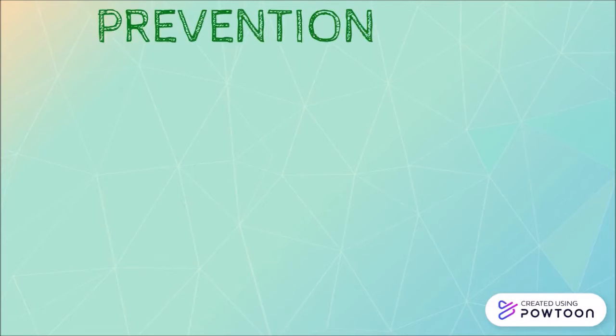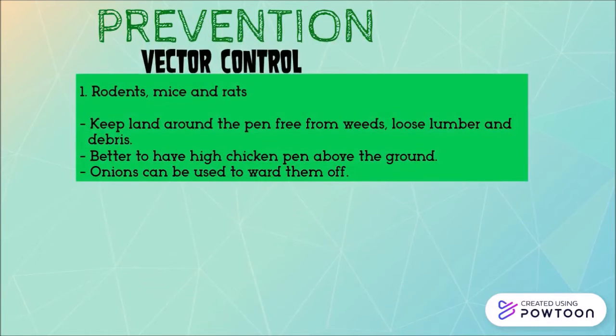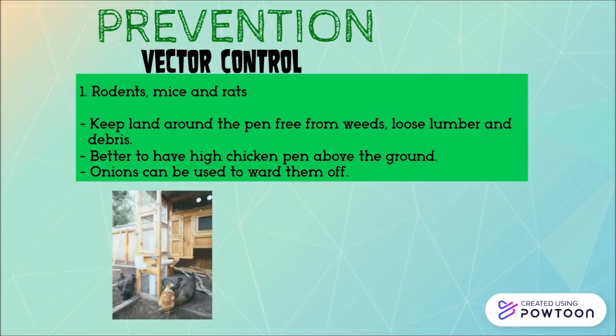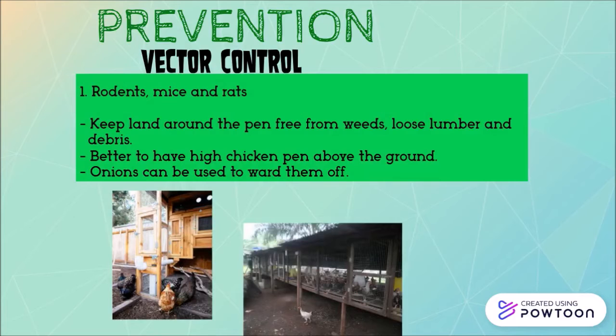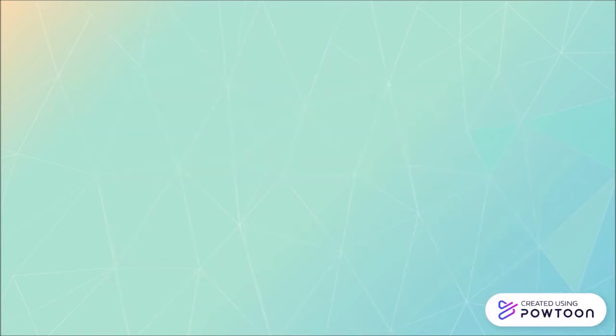Now, let's look at the prevention of vector-borne disease in poultry production. The first way is vector control. For rodents, mice and rats, we can keep the land around the pen free from weeds, loose lumber, and also debris. It is also better to have the chicken pen high above the ground. Onions can also be placed in the area around the pen to avoid the presence of the vector.